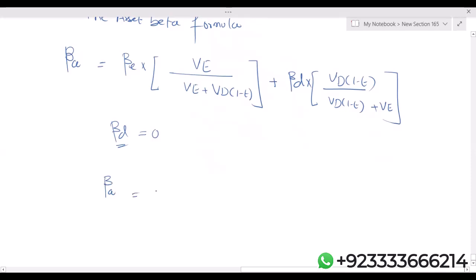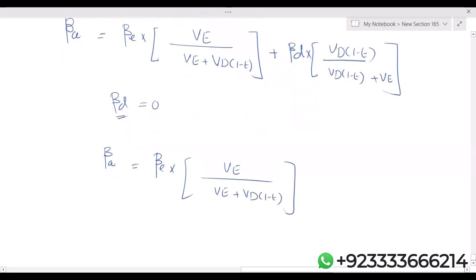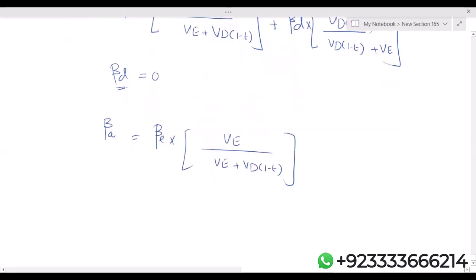Beta asset is equal to equity beta into market value of equity divided by market value of equity plus market value of debt (1 minus tax rate). Now please listen carefully. We have to take the proxy company's equity beta, market value of equity of the proxy company, and market value of debt of the proxy company (1 minus T). By putting all the values of the proxy company here, you will get beta asset.